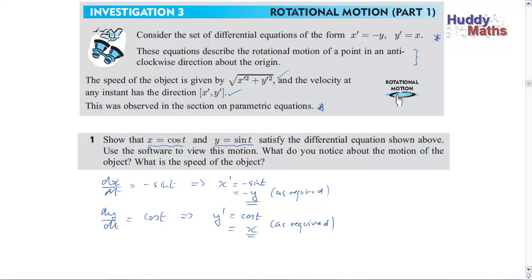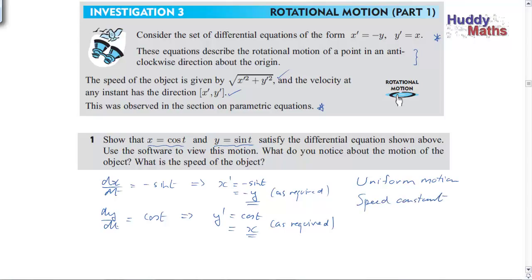Okay, what do you notice about the motion of the object? And what is the speed of the object? Okay, well, what do you notice about the motion of the object? One could say here that it's uniform. Uniform motion around the circle. The angular velocity will come up to in a minute. What's the speed of the object? The speed of the object, well, you can't measure it without seeing it there, but the speed is constant.